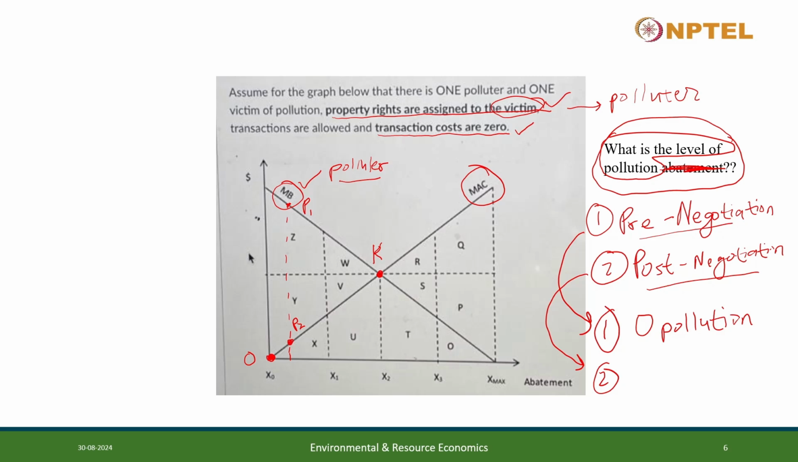Because the polluter is getting very much benefit, he will be ready to pay a certain amount to the pollutee, to the victim. Am I clear? So till the K point, there will be production, and a certain value of compensation will be given to the pollutee. Total compensation will be this area.